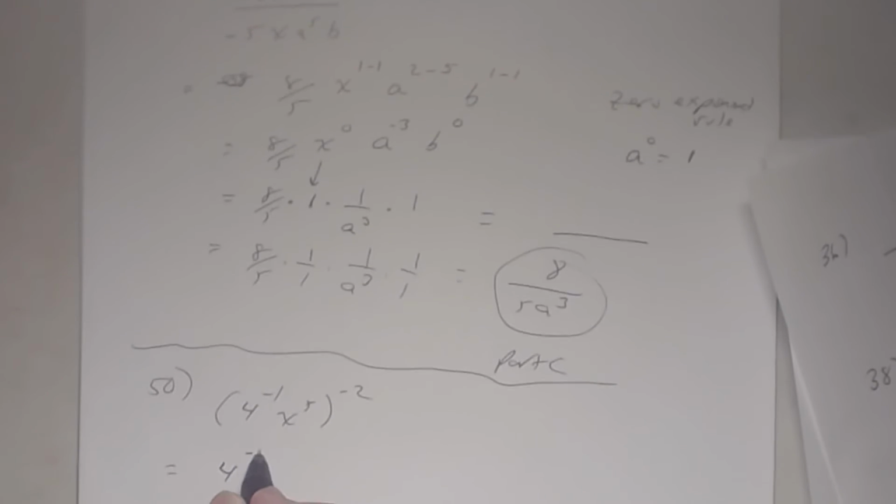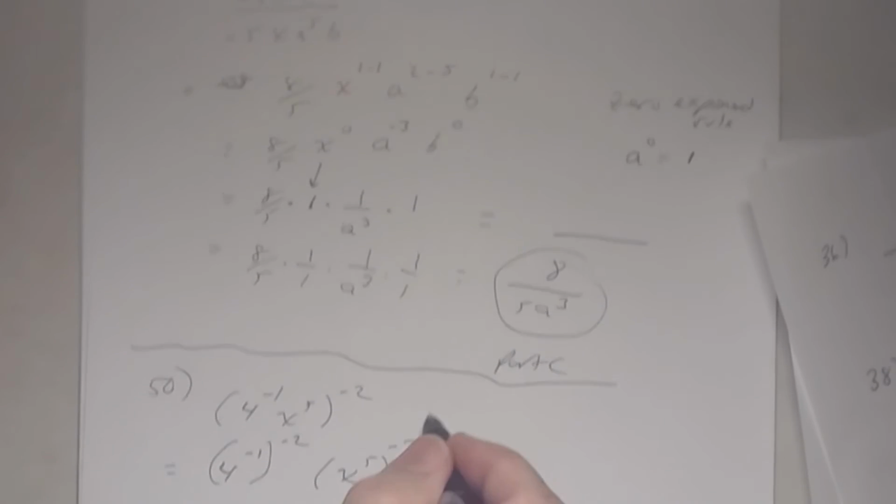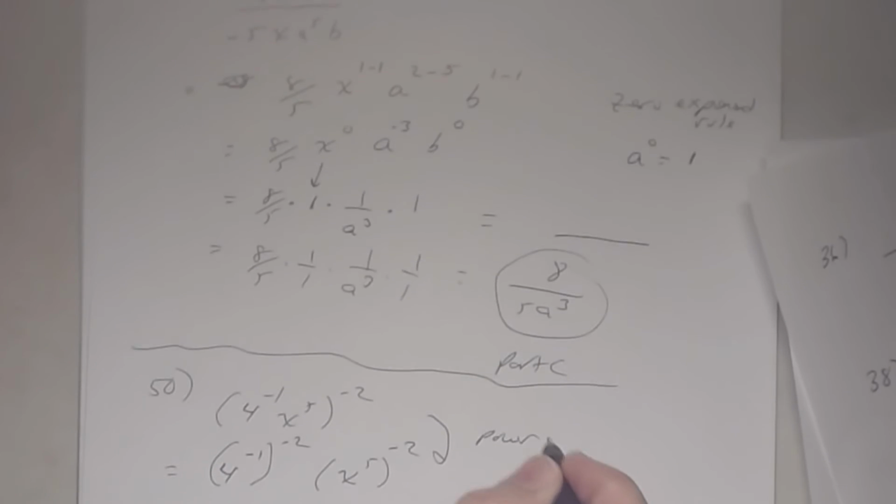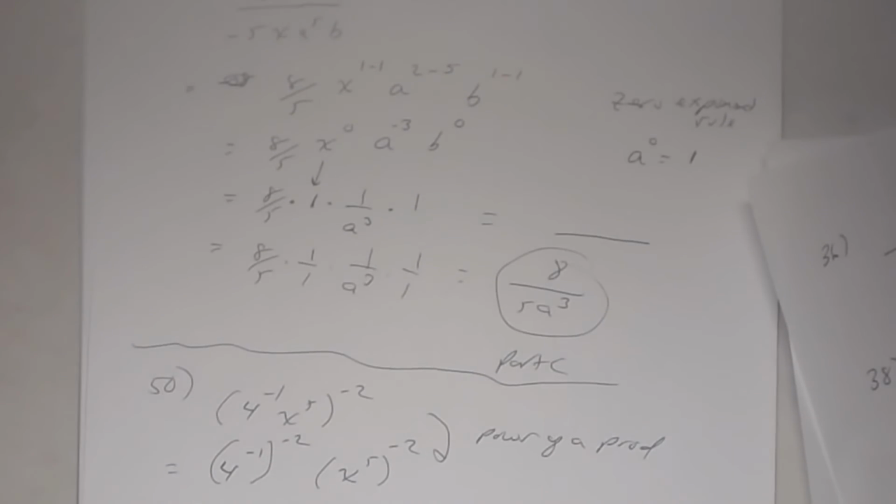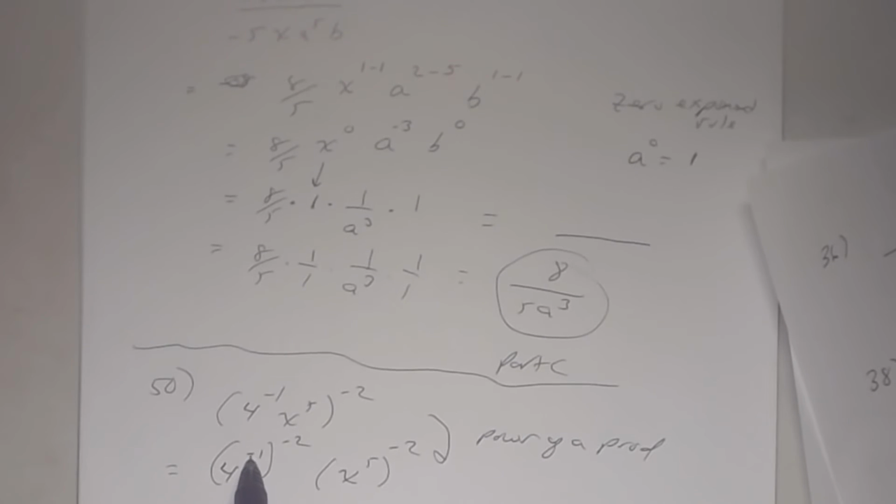4 to the negative 1. What do I raise it to? Negative 2. What's the next one I see? X to the fifth. What do I raise it to? Negative 2. So that's going to be the power of a product. Now, what rule am I going to use next to simplify this stuff? The power rule. When you have a power, exponent to exponent, you multiply them. So it's going to be 4 to what power? The second, positive 2. X to what power? Negative 10, so that's where I'm at.